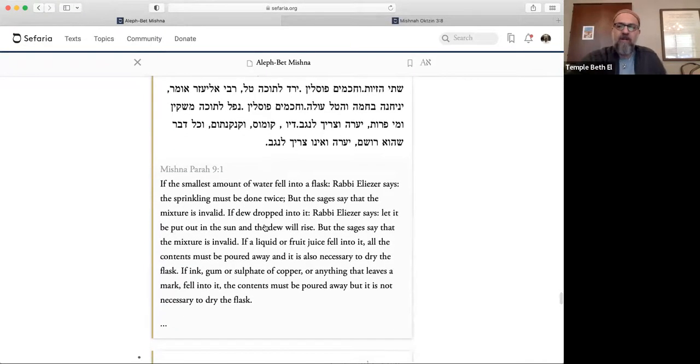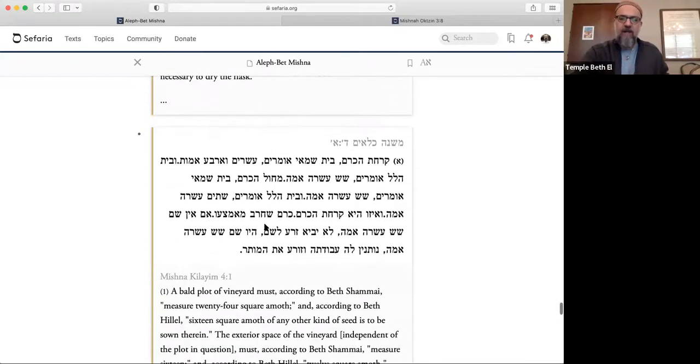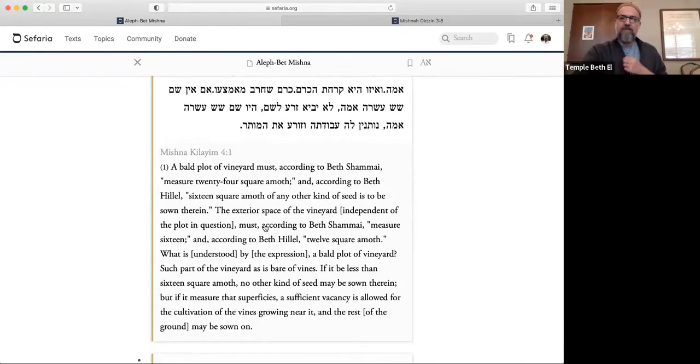Again, we talked a little bit here about the tum'ah and tahara in the case of the red heifer and the water that was prepared from the ashes of the red heifer, and whether small amounts of different things fell into that water, how you would mitigate it in order to make sure that the tahara was done correctly. And I think this was our last one, where we talked about an intentionally bald or left-empty spot within a vineyard, and the laws of kilaim, of mixed agricultural planting, and what you were and weren't allowed to do.